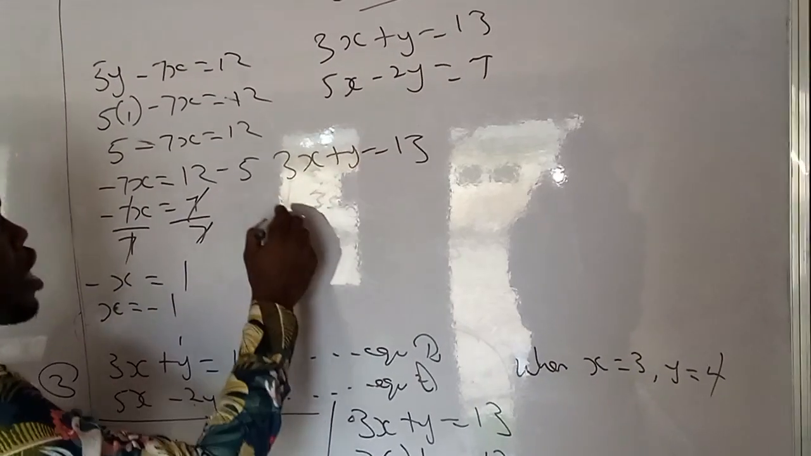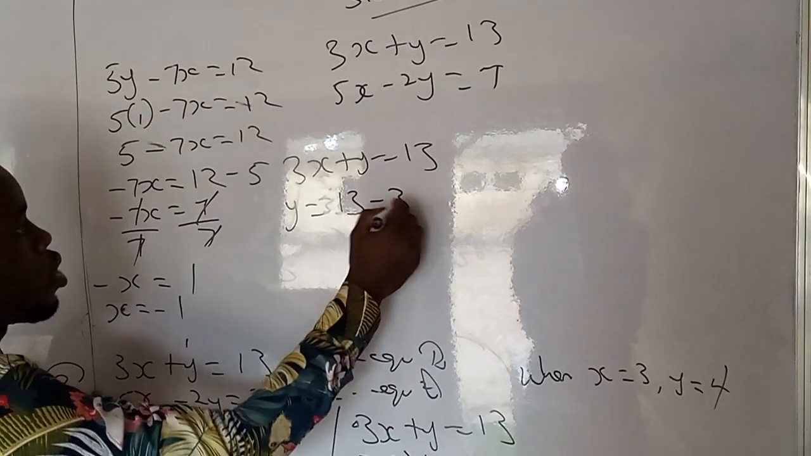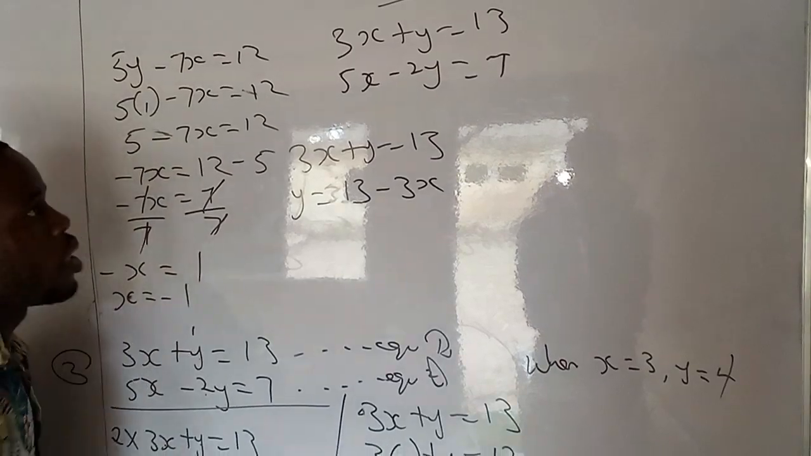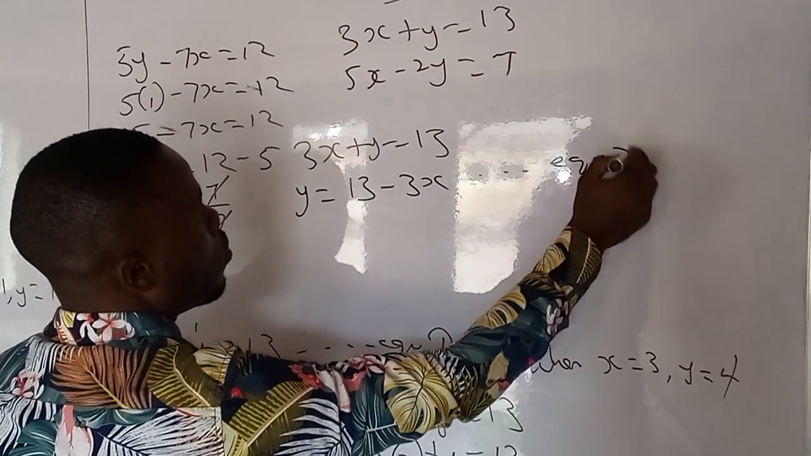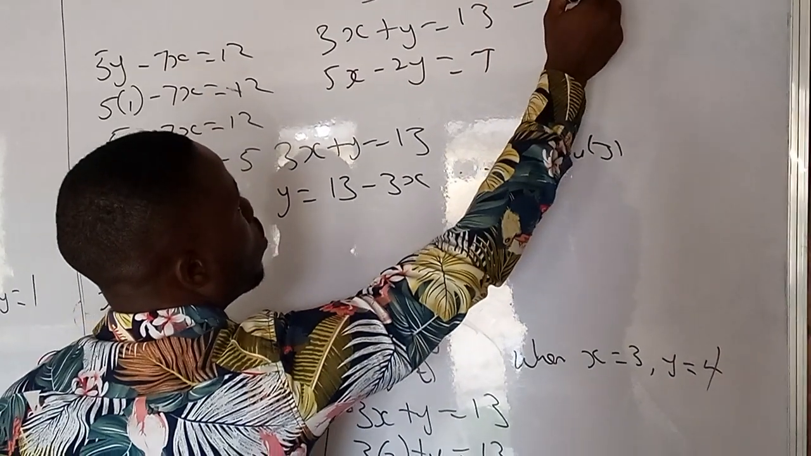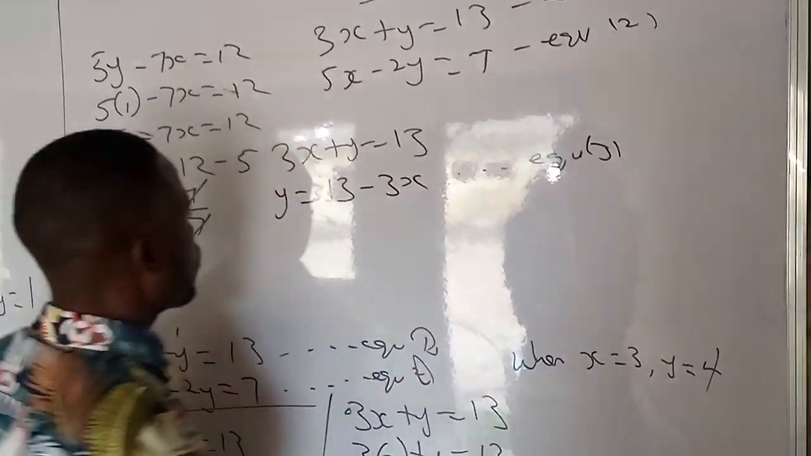Then I will take this one to the other side. y is equal to 13, and this will cross to the other side and become minus 3x. I'm done with that. That is equation 3. This is equation 1. This is equation 2.